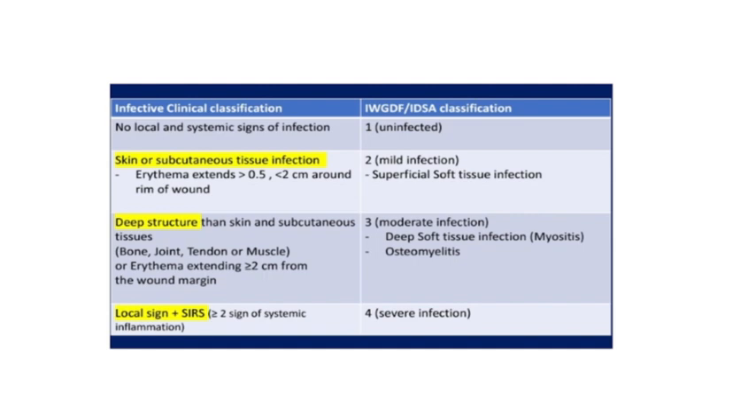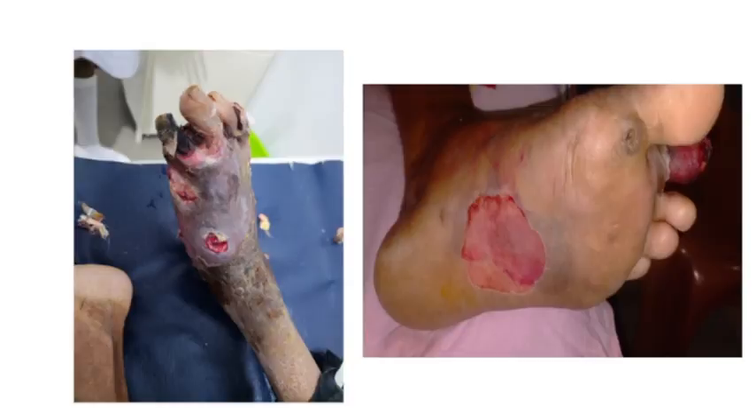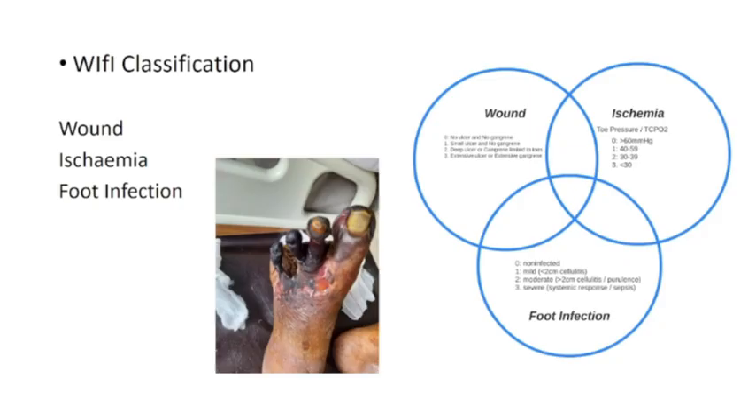The classification we use as vascular surgeons is the WIfI classification. So we get the ischemia part also into this, and we assess the wound, ischemia, and foot infection, all three. Our severity assessment depends on all three, right? For the wound: how deep it is, whether it's superficial, whether it has involved the digits, whether it has gone beyond the forefoot into the midfoot region, something like that.